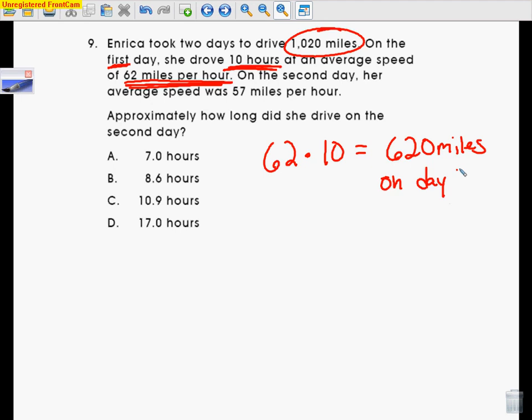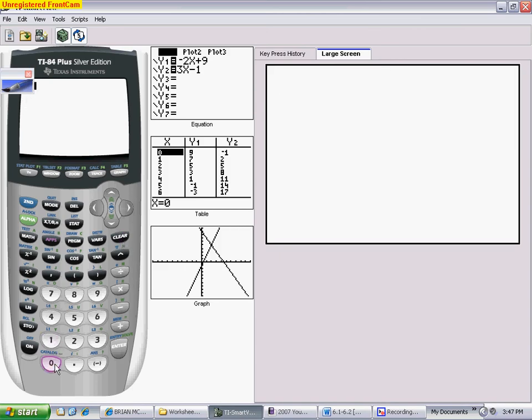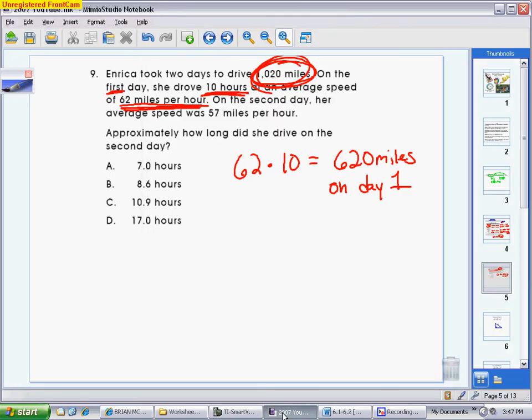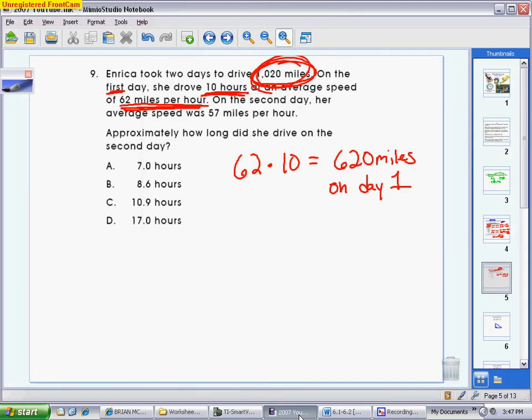We'll just say on day 1, 620 miles on day 1. Now, we know that she drove a total of 1,020 miles. Okay? So that means there's how many miles for her to drive left? Well, if she drove 620 miles on the first day, and there's a total of 1,020 miles, so let's find out how many miles are left. 1,020 miles minus the 620 miles she drove on the first day. So we have 400 miles left. Okay, so there's 400 miles left.